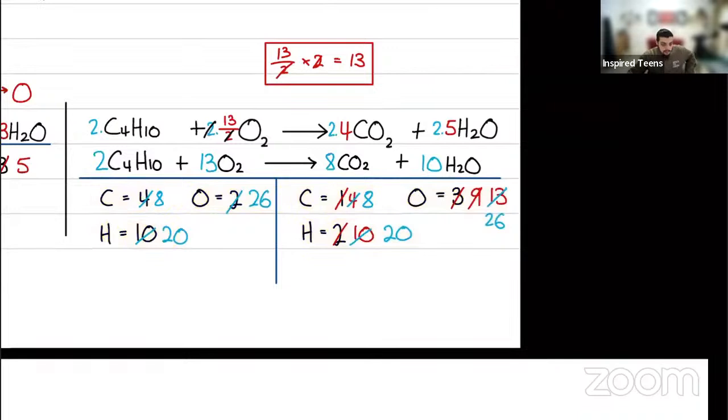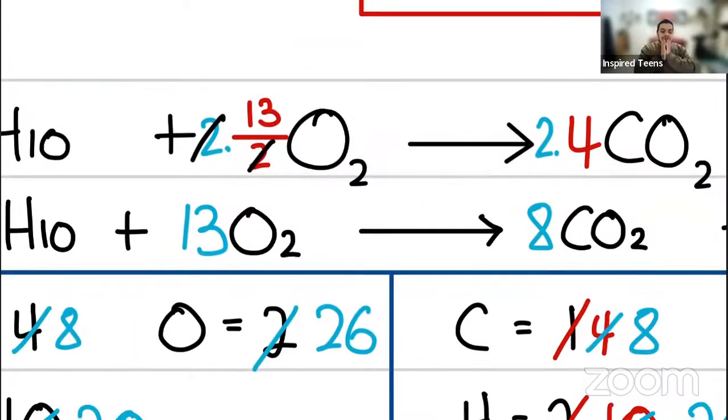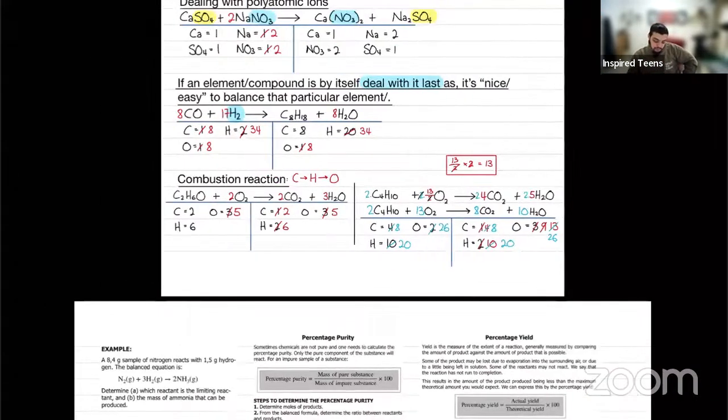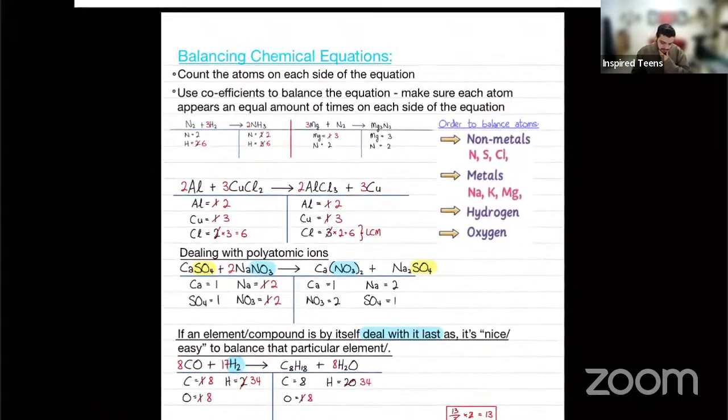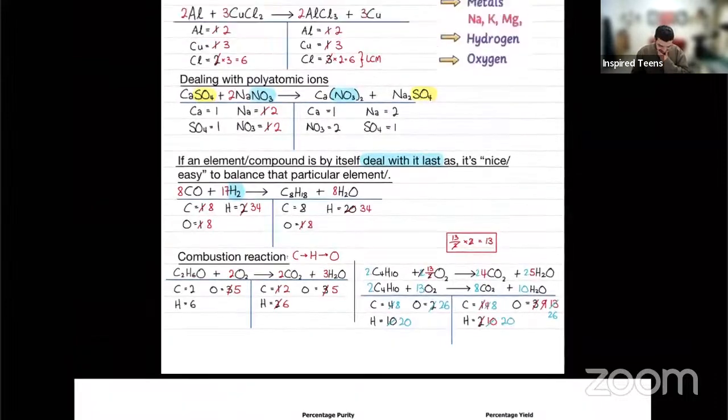So that's how we can balance when we have an issue with odd numbers. Multiply it by however many you need, right? You need 13 oxygen on the other side. In this case, you multiply it by 13, divided by whatever the subscript is of that specific element, and in this case, it's 2. So that's a useful trick to use for a combustion reaction, important as well. Okay, so that's balancing chemical equations. I hope that made sense.